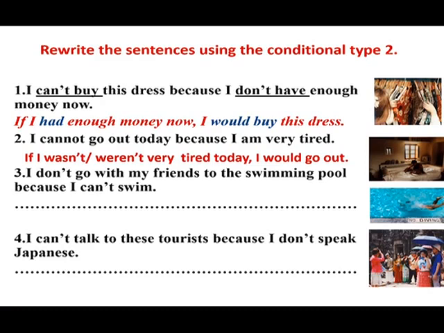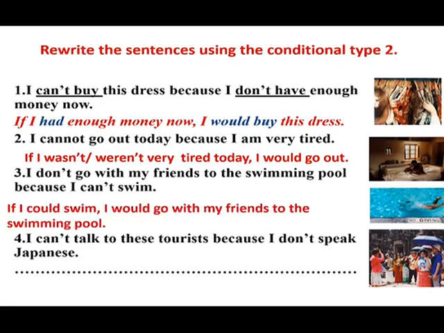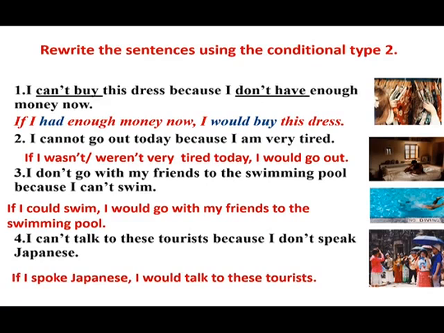Okay. Number 3. Yes, you see, if I could swim, I would go with my friends to the swimming pool. So we have I can't swim, so can't, in the past we say could. If I could swim, I would go with my friends to the swimming pool. Last one. Okay, yes, so we say if I spoke Japanese, I would talk to these tourists.